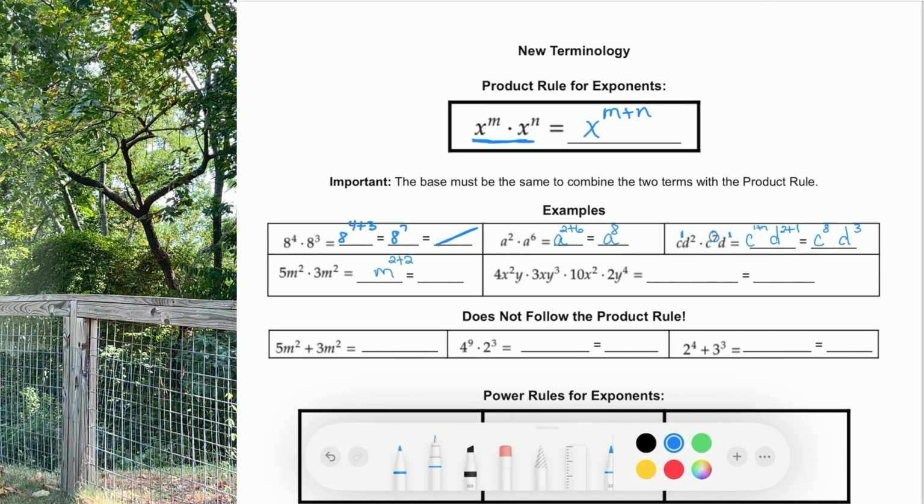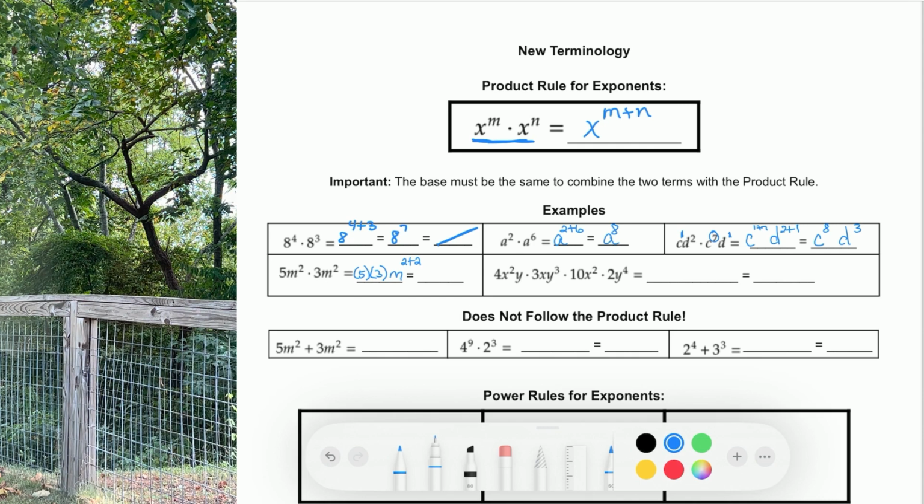Now we need to deal with that 5 and that 3. They're normal numbers, so we're just going to multiply them. 5 times 3, okay? So let me rewrite this so we can see that. I want to give you this written out so that when you look back at it, you know exactly what we did to get our answer. So 5 times 3, and then we had m to the power of 2 plus 2.